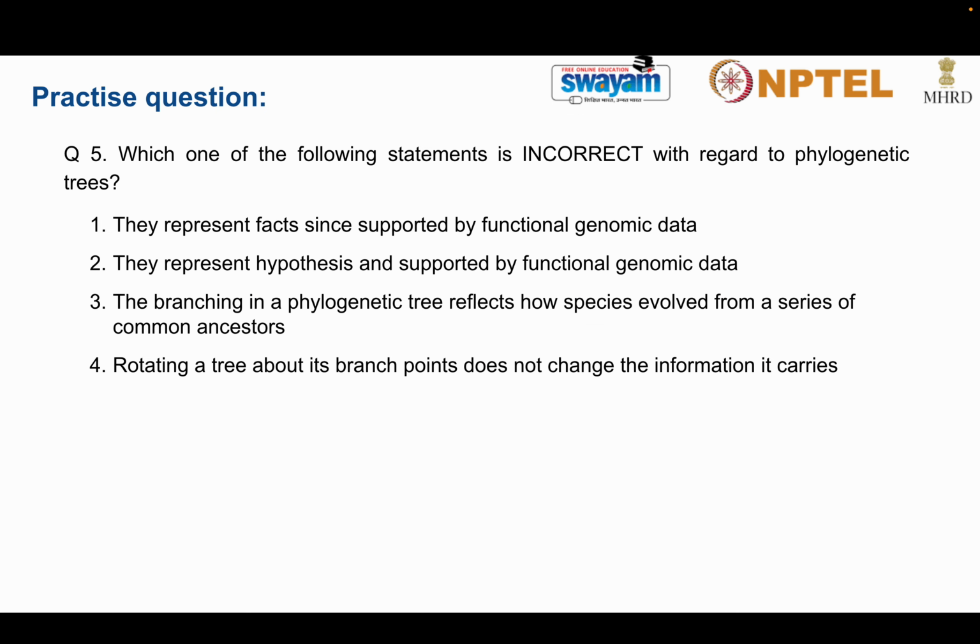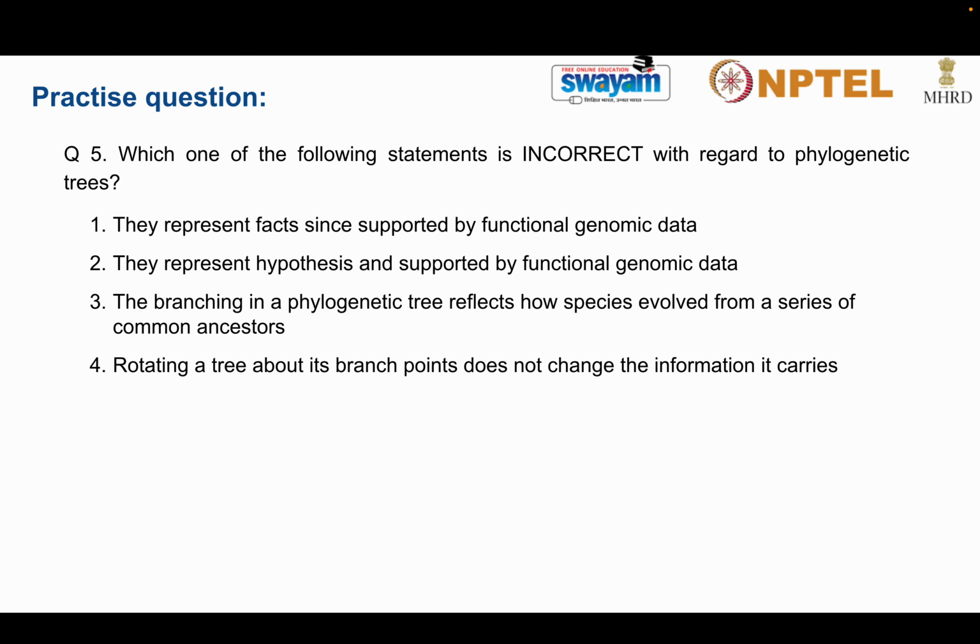Question 5 is: which one of the following statements is incorrect with regard to phylogenetic trees? Option 1 is, they represent the facts since supported by the functional genomic data. Option 2 is, they represent the hypothesis and supported by the functional genomic data. Option 3 is, the branching in a phylogenetic tree reflects how species evolved from a series of common ancestors. And option 4 is, rotating a tree about its branch points does not change the information it carries. So you have to tell which option is incorrect.